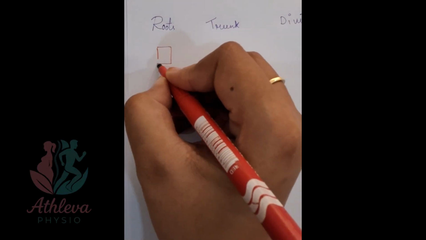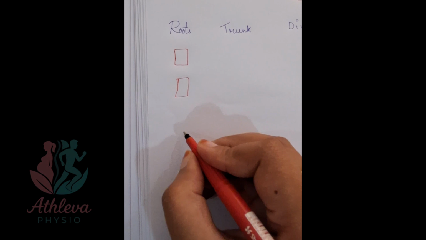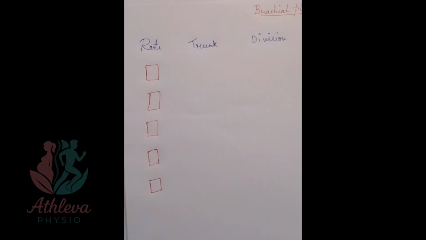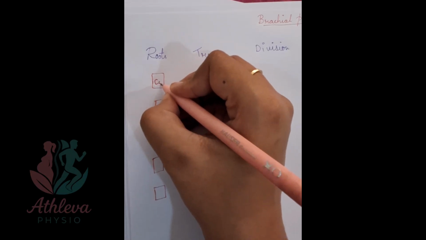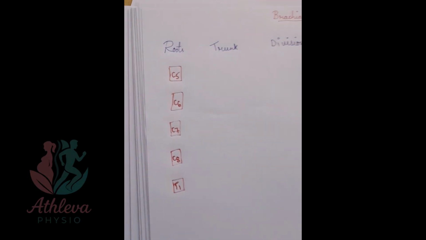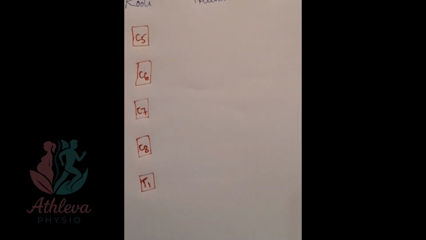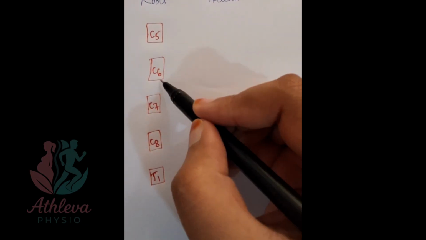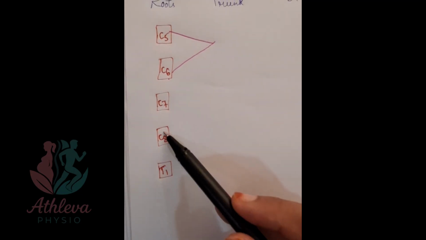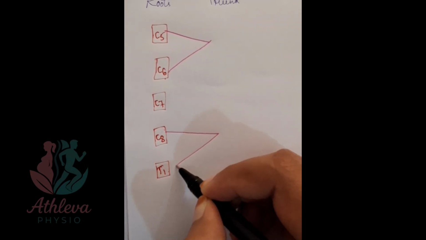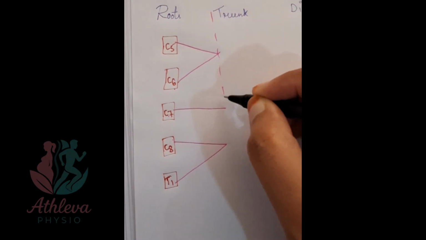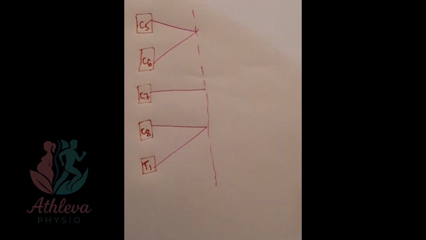Under root we'll be making 5 boxes and we'll name them C5, C6, C7, C8 and T1. Okay. Now consider C5 and C6 as friends who like to go together, C8 and T1 as staff who like to go together, and C7 as the principal who works alone. Now this completes your root.